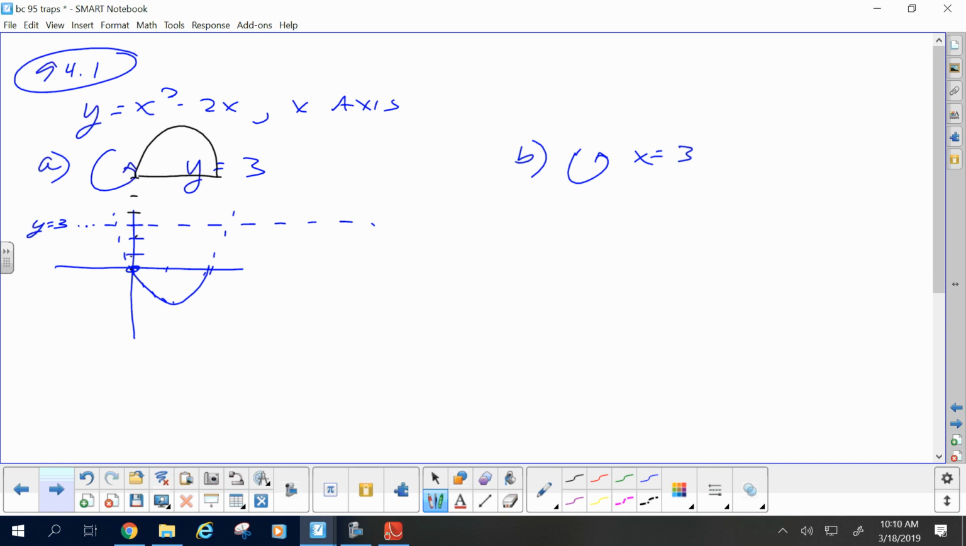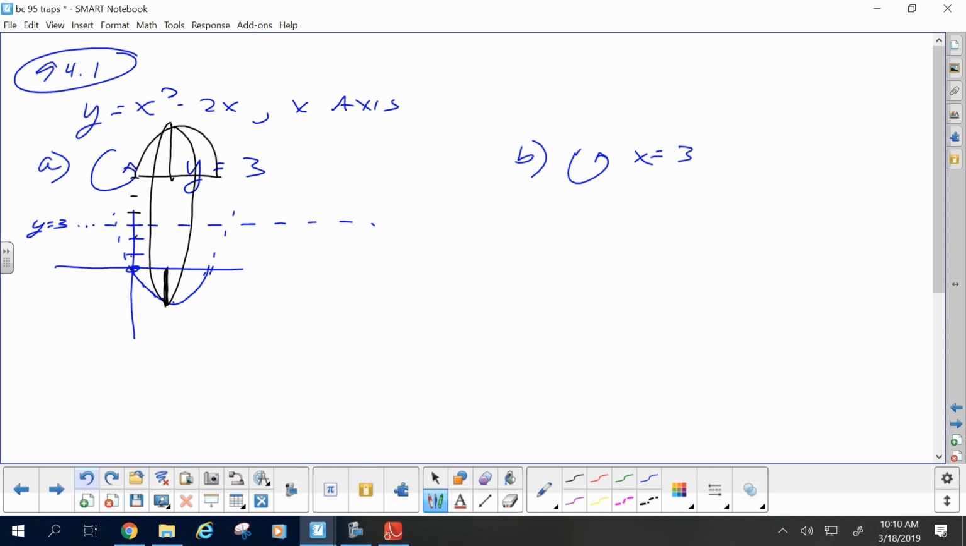Now, the thought process goes this way. Choose the variable. What kind of slice do you want to use? X or Y? Y is terrible. Y is the worst. If you use y, then you've got to break the problem into two totally different curves. Not y. Use x.